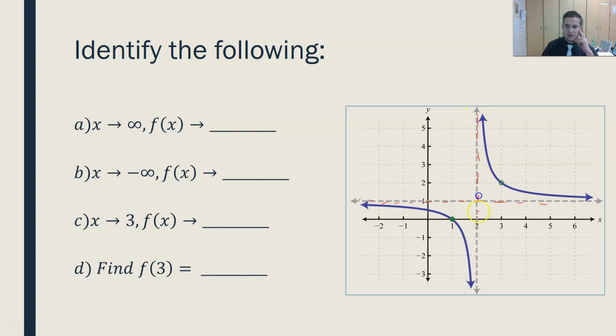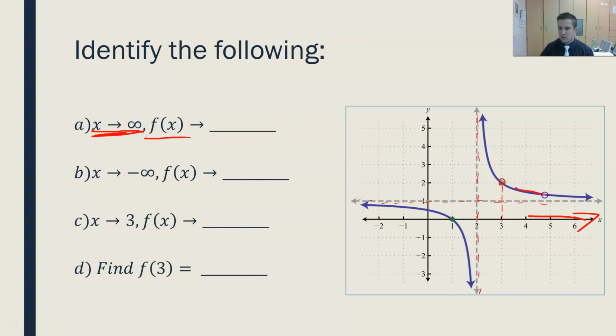I have a vertical asymptote at x equals 2. I have a hole right here at x equals 3. And you can kind of see what's happening on either end of my graph as x gets really big, as x gets really small, etc. So as x goes to infinity, so as x goes to the right, what is happening to f of x? Or what y values is the graph getting close to?